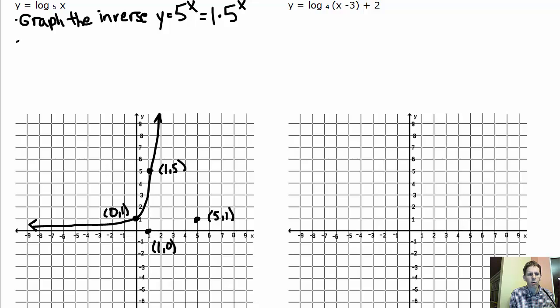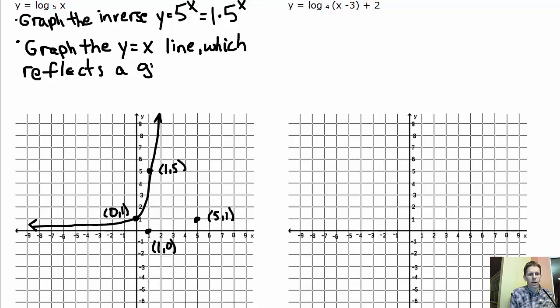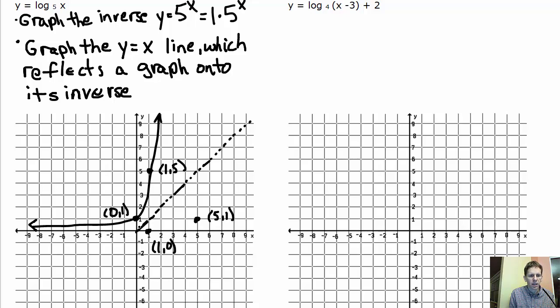Now another thing we're going to graph is we're going to graph the y equals x line. This is a line which reflects a graph onto its inverse. So the y equals x line is a line that goes through points like 0, 0, 1, 1, 2, 2, 3, 3, 4, 4, 5, 5, 6, 6, and negative 1, negative 1, negative 2, negative 2, negative 3, negative 3. It goes through these nice diagonals, goes through these nice corners of squares. This helps me get a little bit better idea of what this graph looks like.